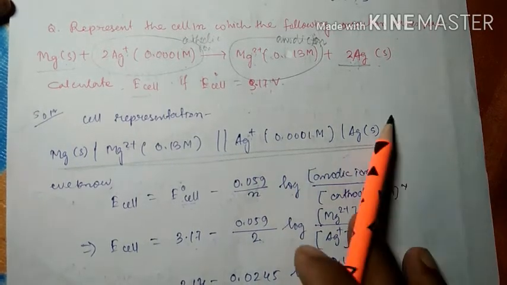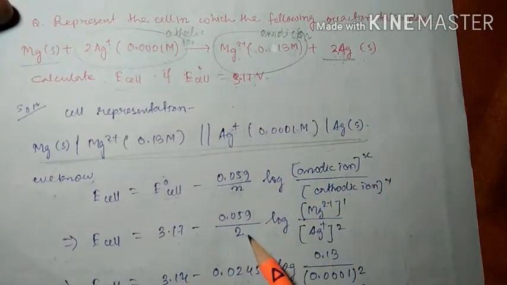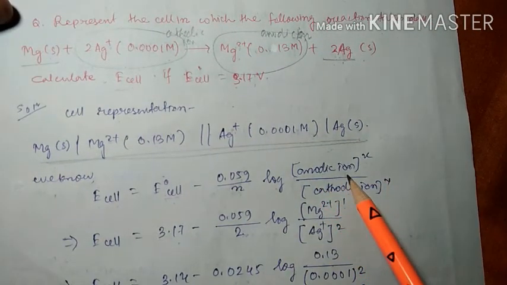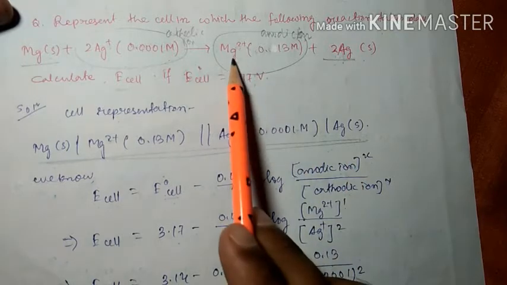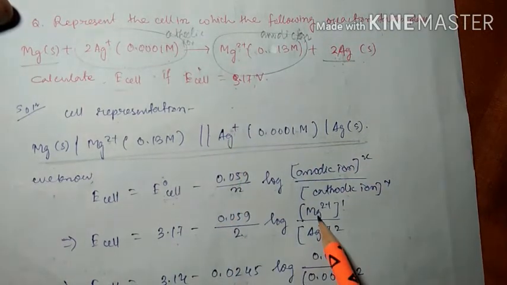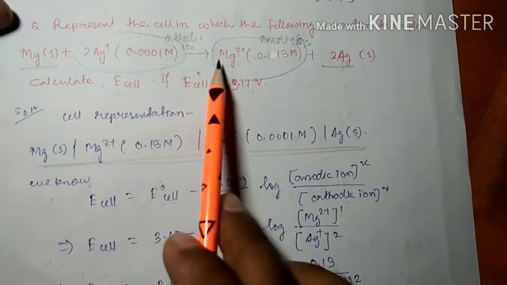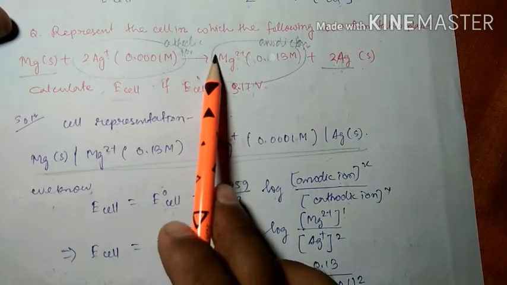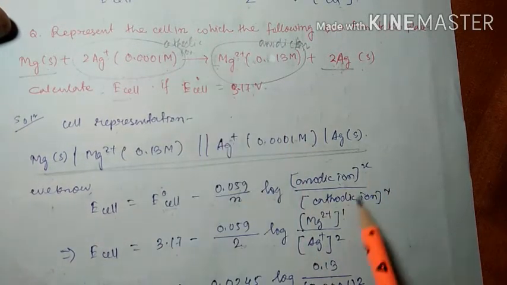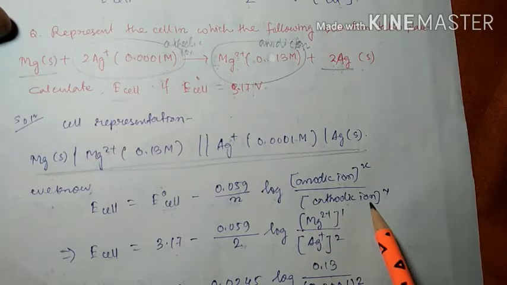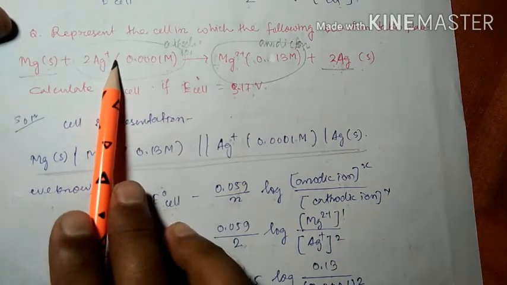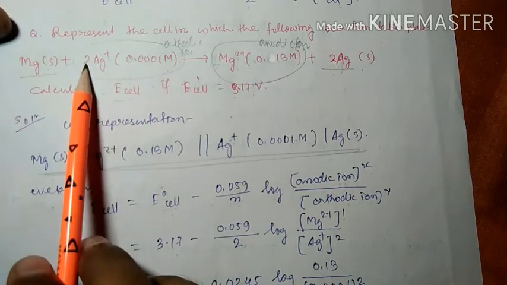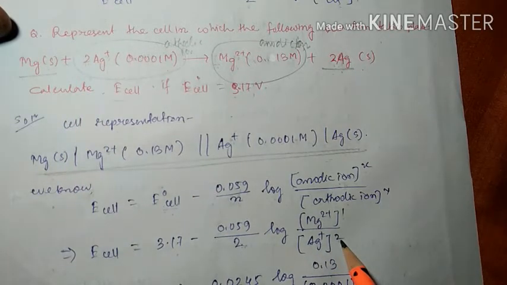Okay, now see next one. N is 2. Now concentration of anodic ion. See, anodic ion here is magnesium 2 positive. Now, how many moles of magnesium 2 positive is used in this reaction? That means 1 mole. Nothing is there. That's why here is 1. Cathodic ion means silver ion. Now see here 2 moles of silver ion is used. That's why here is 2.